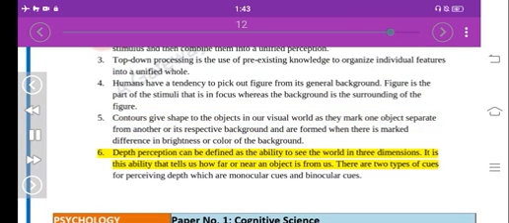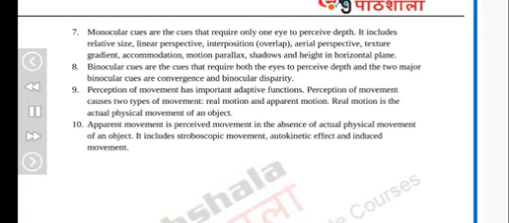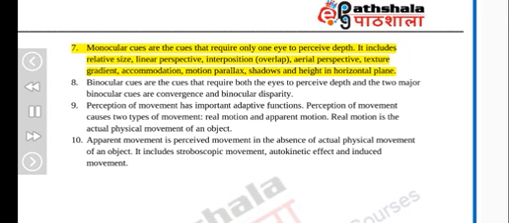It is this ability that tells us how far or near an object is from us. There are two types of cues for perceiving depth, which are monocular cues and binocular cues. 7. Monocular cues are the cues that require only one eye to perceive depth. It includes relative size, linear perspective, interposition overlap, aerial perspective, texture gradient, accommodation, motion parallax, shadows and height in horizontal plane.